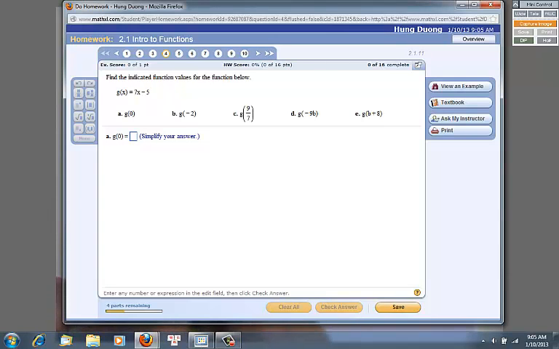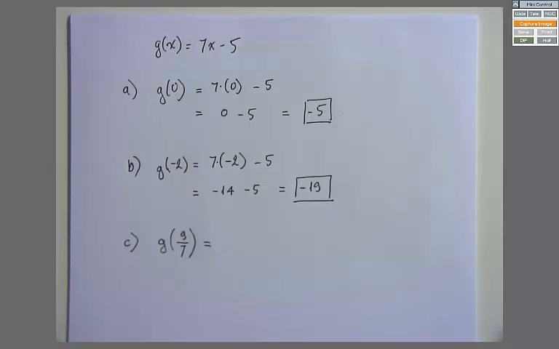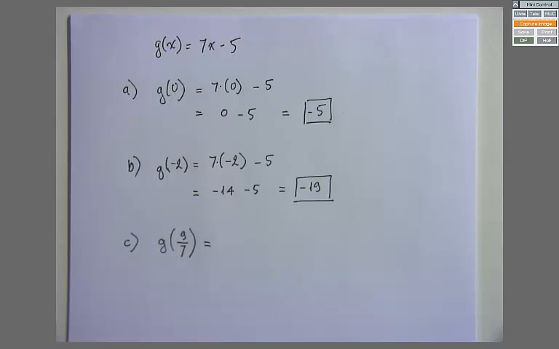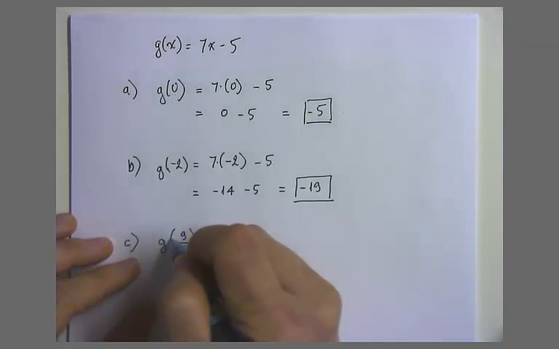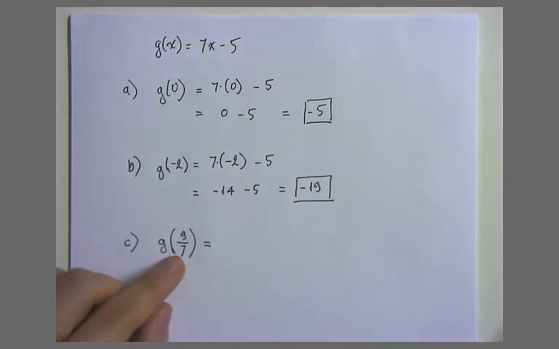Okay, so now we are being asked to find g of 9 over 7. So now at this point we've had about two examples showing you how to plug in a value and evaluate in a function. So now what we have here is not really anything different. The only thing now we have is a fraction. We are substituting the value of x by a fraction.